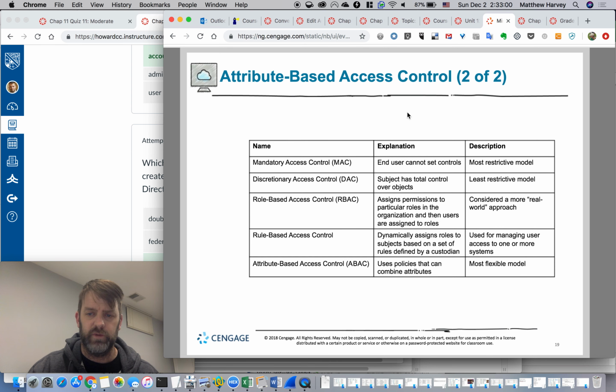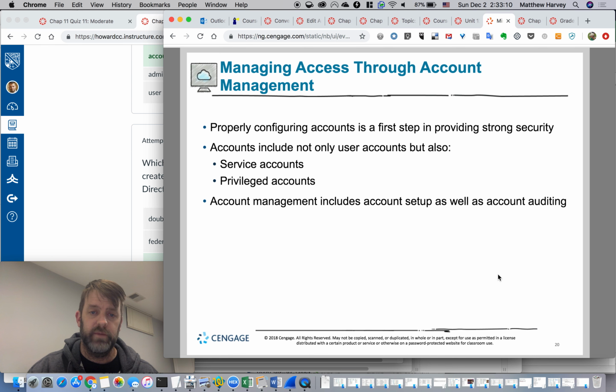So this table is really key. Like I said, this is the heart of this chapter, these different types of access control. This table is a key thing to check out and to study.